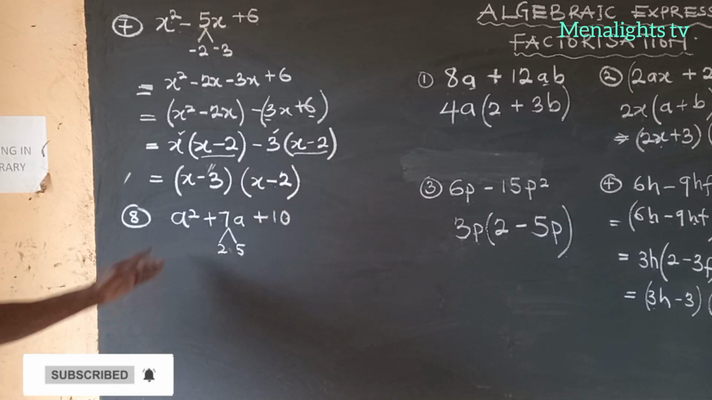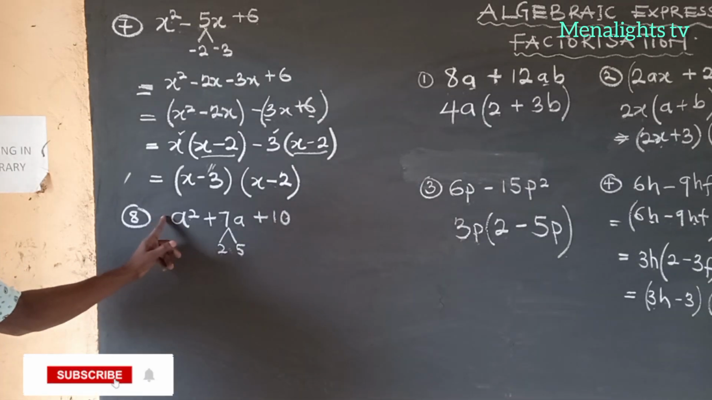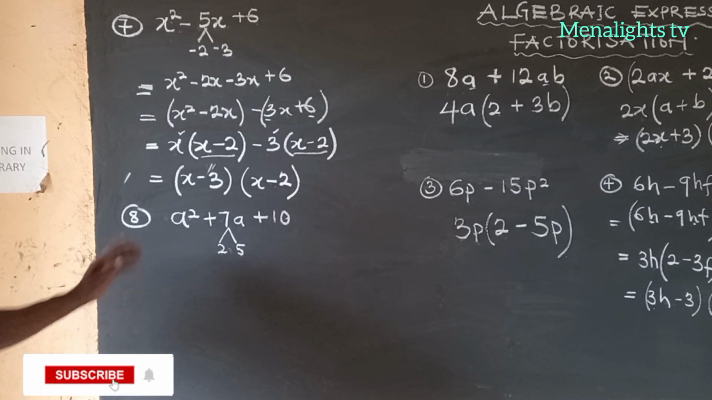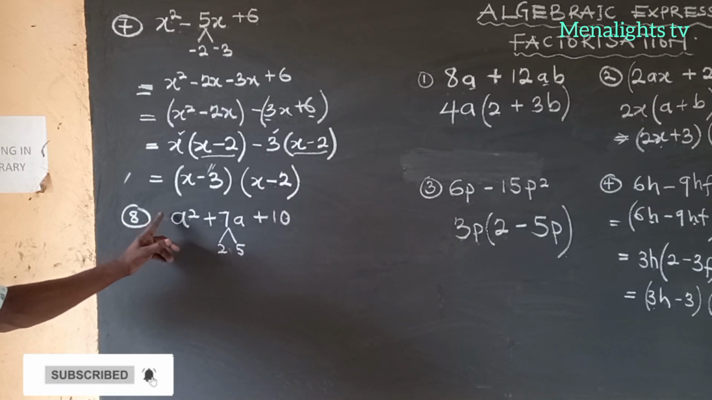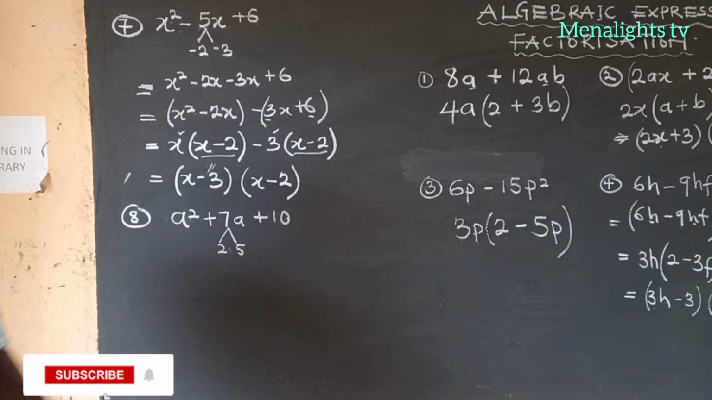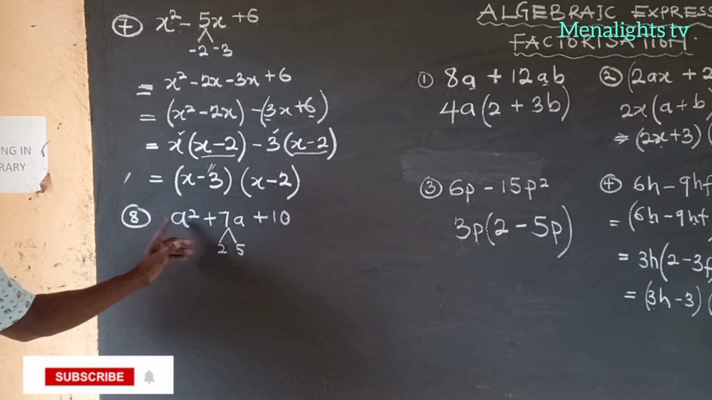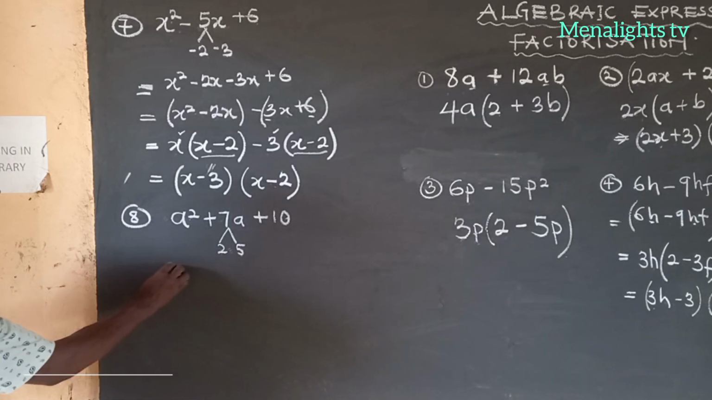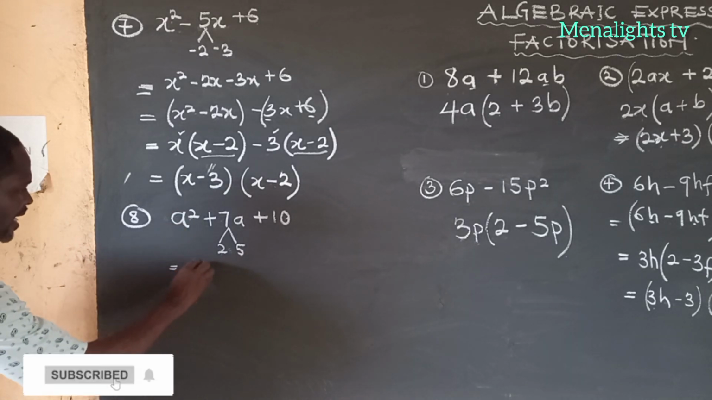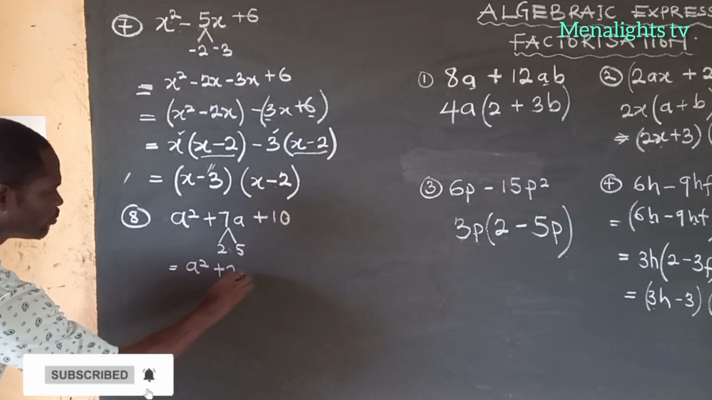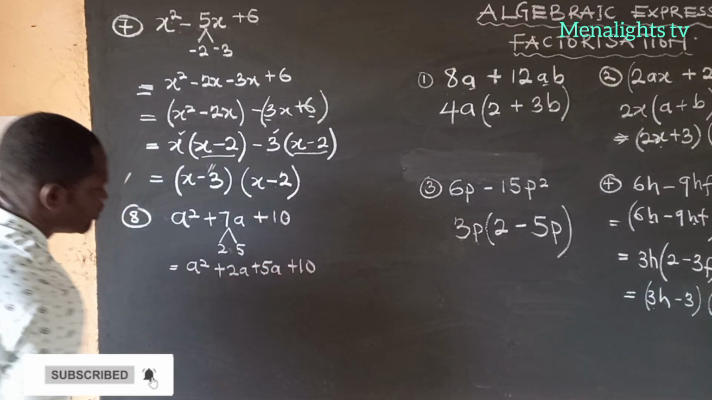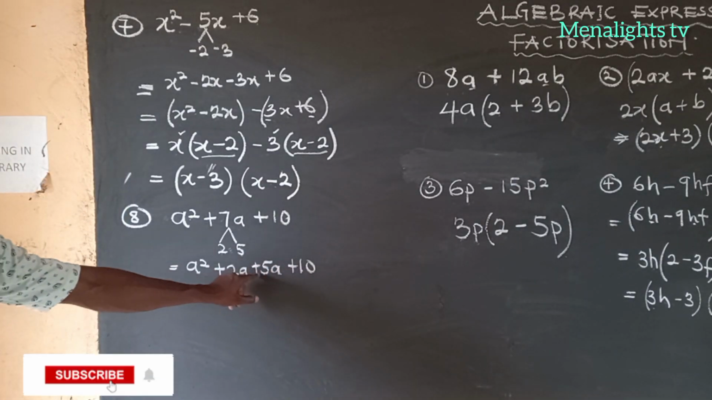10. Now suppose we have a coefficient. The coefficient that we have here is 1. So the 1 times the 10 will give you the 10. Suppose the coefficient here is 2. We have to use this 2 to multiply the 10 to give you the 20. So since there's no coefficient here, it's 1. 1 times 10 will give you what? The same 10. So this is the same as a squared plus 2a plus 5a plus 10. So the 7a is now 2a plus 5a.